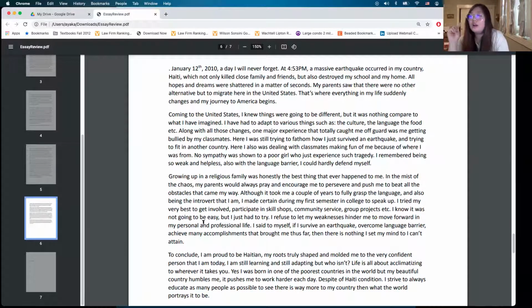However, they don't say what that means to them. I don't understand what that means, and not in a rude way, more like, where is that source of pride? For example, in that last paragraph, when they say, I was born in one of the poorest countries in the world, but my beautiful country humbles me, comma. By the way, take out the word yes.